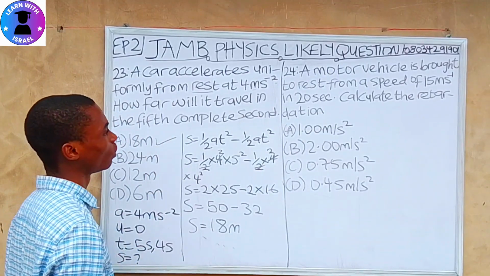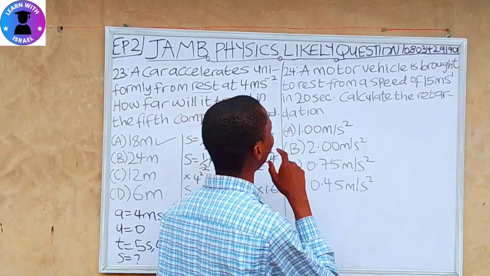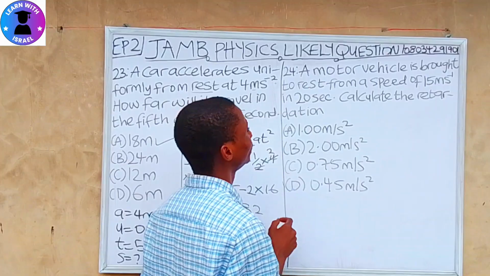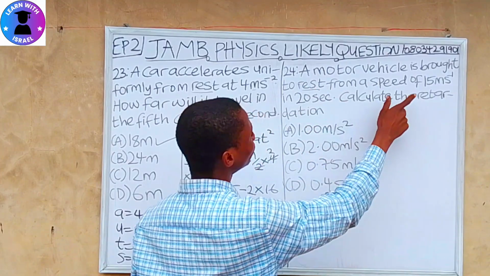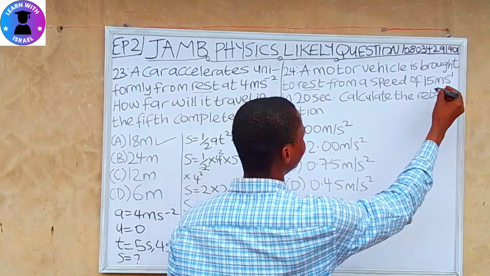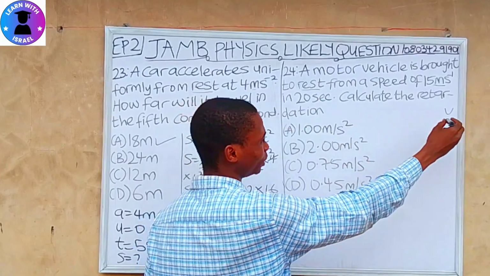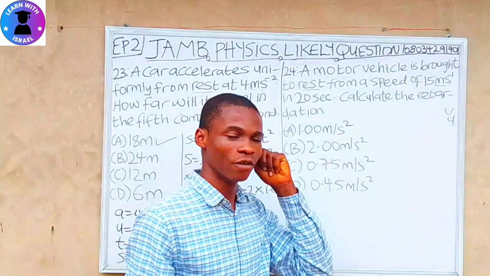18 meter is the correct answer. So let's move to the next question. Question 24. A motor vehicle is brought to rest from a speed of 15 meters per second. So this is our final velocity, which is v, and this is our initial velocity, which is at rest, which is u. And our initial velocity is always 0 if it is starting from rest.